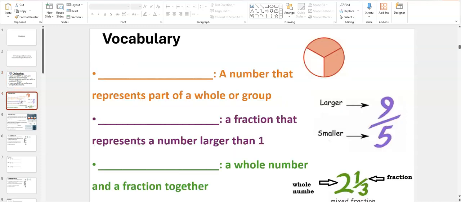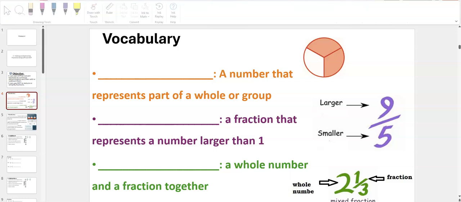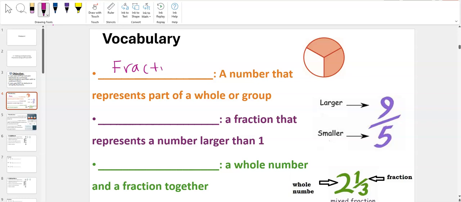So the first thing we have to do is just remind ourselves about some of these key vocabulary words that have to do with fractions, okay? So we're going to list these vocabulary words here. A number that represents part of a whole or a group is called a fraction. That's right. That is what a fraction is. Okay. So this fraction over here is 2/3 because there's 3 total parts and only 2 of them are circled.